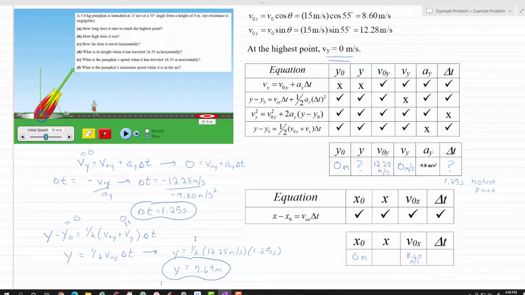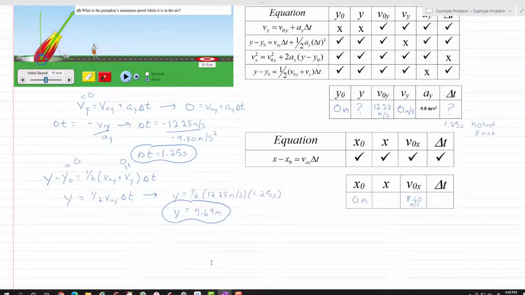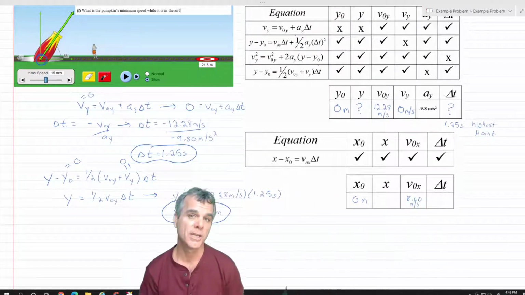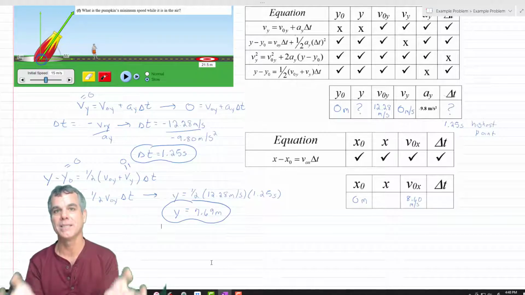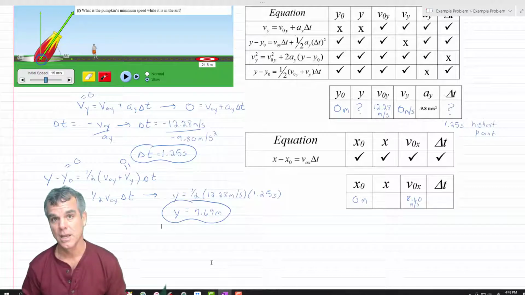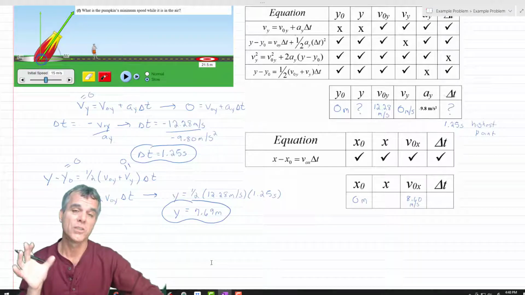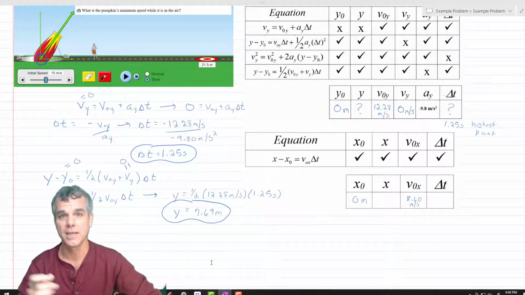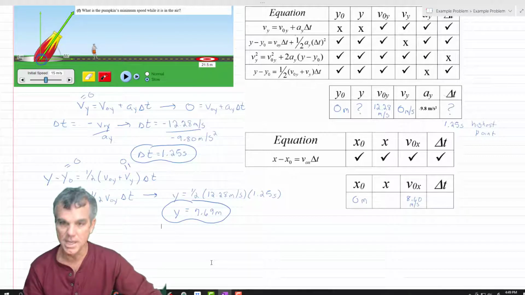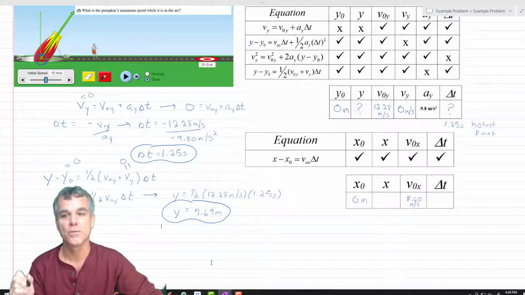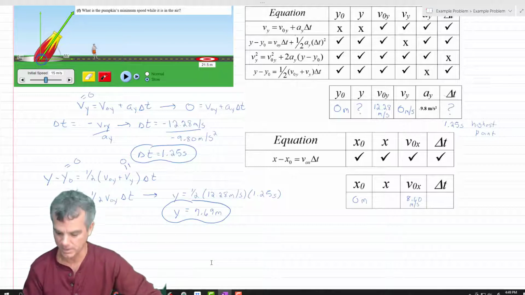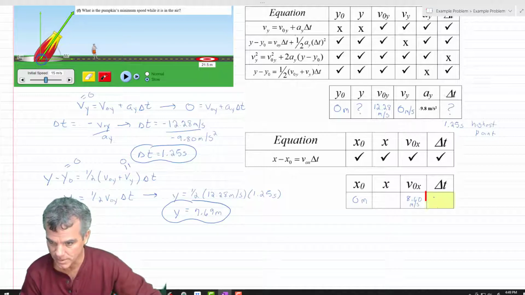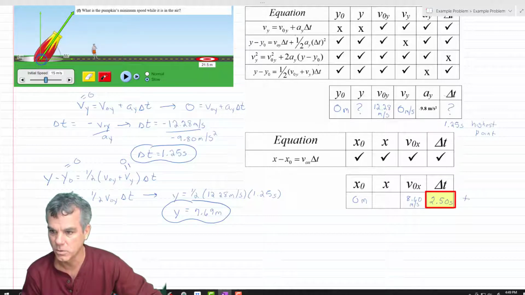Now for C, how far does it travel horizontally? Well, one of the key things in projectile motion is if the object lands at the same height it was launched at, then the total time in the air is twice the time it takes to get to the highest point. So if it takes 1.25 seconds to reach the highest point, that means it's going to be in the air for a total of 2.5 seconds. So I can put in for delta t here 2.5 seconds, and this is the total time in the air.